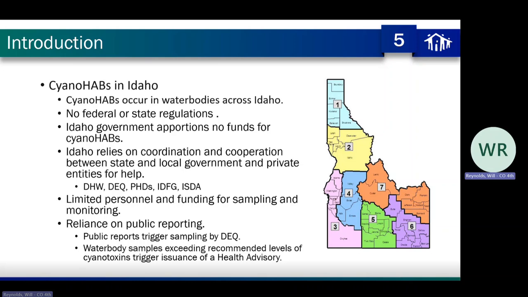Moving forward into a sort of summary of cyanoHABs in Idaho. CyanoHABs occur in water bodies across Idaho. And of course, it's not limited to Idaho. CyanoHABs occur across the United States and across the world, really. Idaho is, at this point, we don't suffer as greatly as many of the warmer climates do, particularly in the southeast. But there is concern that it is increasing as we move forward through the years.